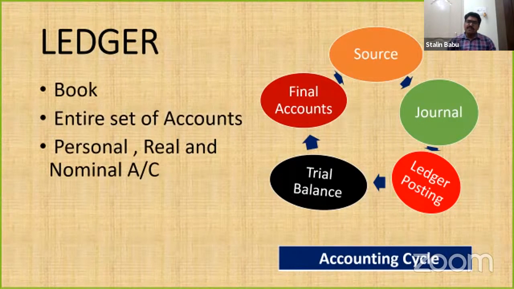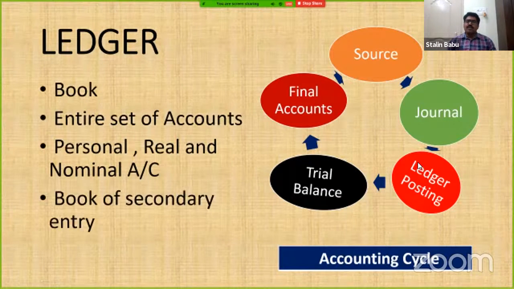I think all of you know journal is a book of prime entry. First we record the business transaction in the journal. So journal is called book of prime entry. Here ledger is called book of secondary entry. In the ledger, we prepare separate accounts for personal, real, and nominal accounts.